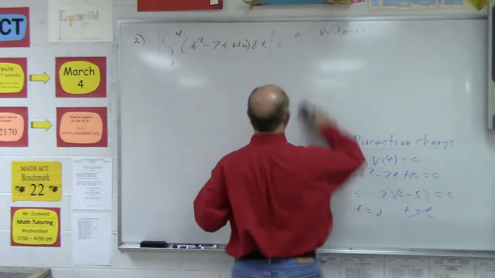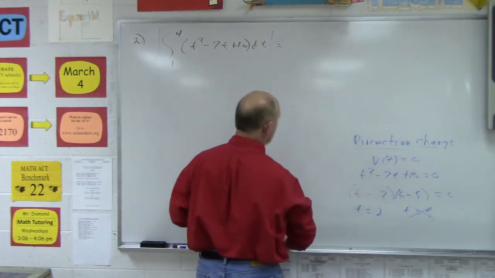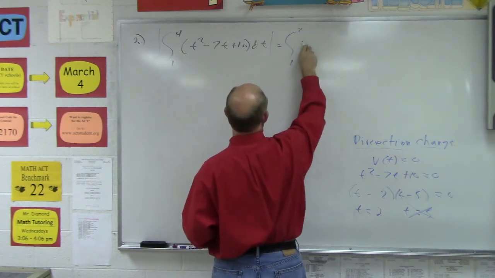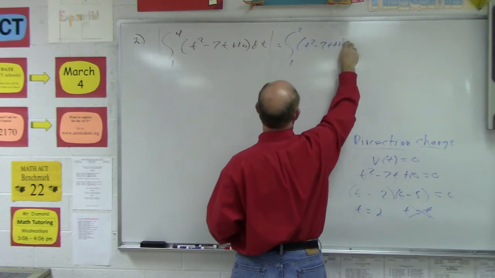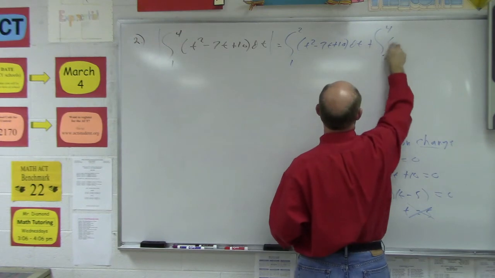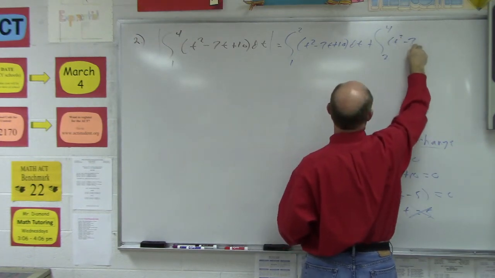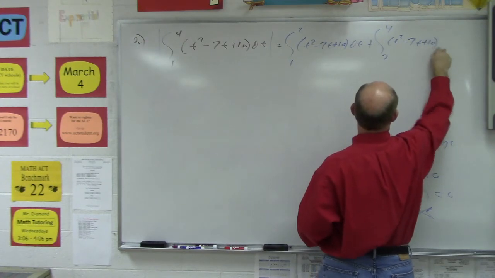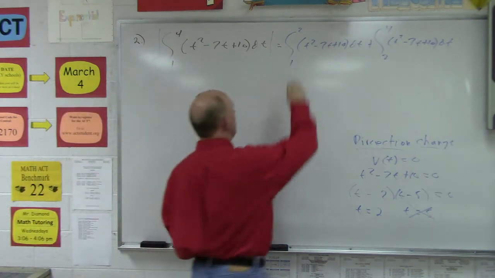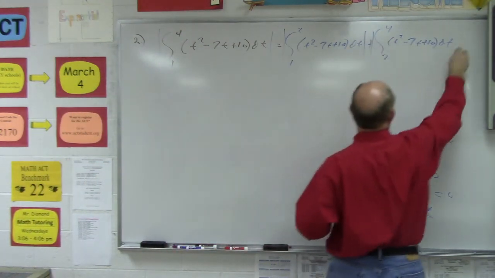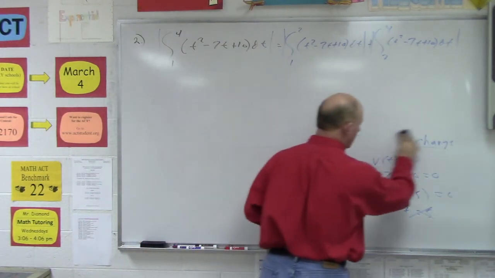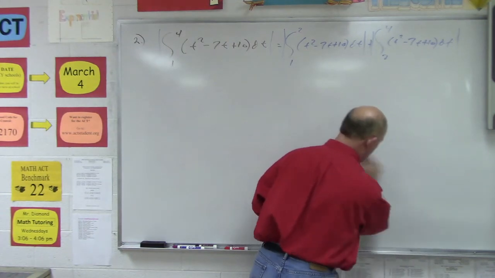We set up our integral, describing our interval. Now we're going to do 2 integrals. This will be from 1 to 2 of t squared minus 7t plus 10 dt, plus the integral from 2 to 4 of t squared minus 7t plus 10 dt. So we're going to do the 2 separate integrals again. The upper bound minus the lower bound, and then we're going to take the absolute value of each of these. We've got our direction change already.